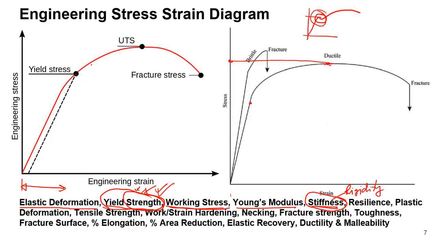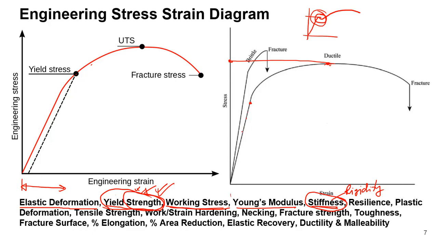What is the meaning of stiffness or rigidity? It gives an idea about the resistance to elastic deformation. So if for elastic deformation you require a huge amount of load, that means the material is very stiff, very rigid, and Young's modulus is the measurement of that. If the Young's modulus is very large, that means the material is very rigid, and if the Young's modulus is small, the material is not so rigid.